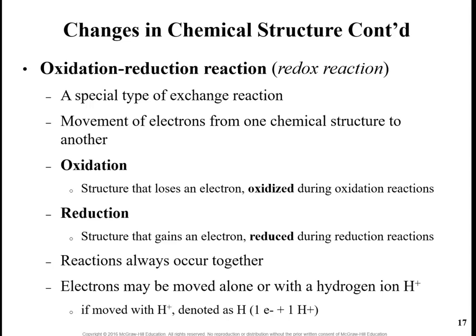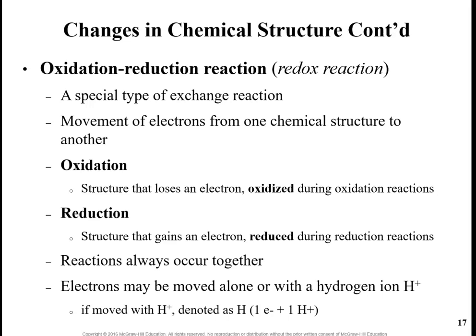Okay, a special type of exchange reaction that occurs in the body is oxidation reduction reactions. We call these redox reactions for short. This is where instead of an atom or a molecule being exchanged between 2 groups or 2 structures, electrons are exchanged between 2 structures. So in an oxidation reaction, the structure that loses an electron is said to be oxidized, whereas in a reduction reaction, a structure that gains an electron is said to be reduced.